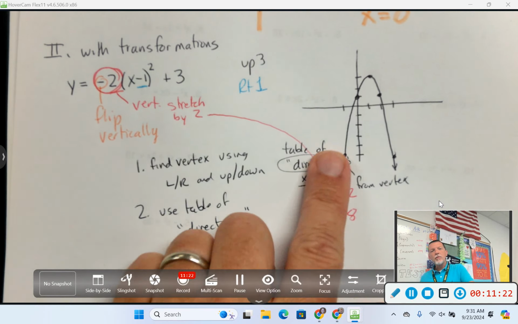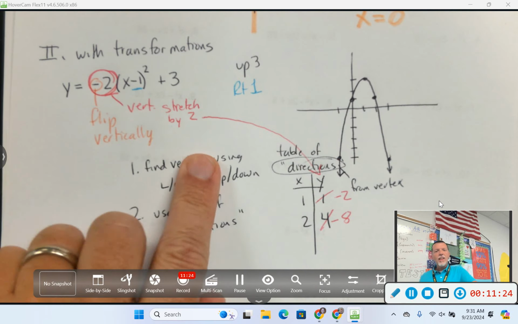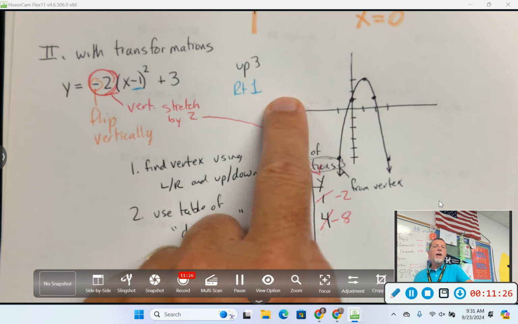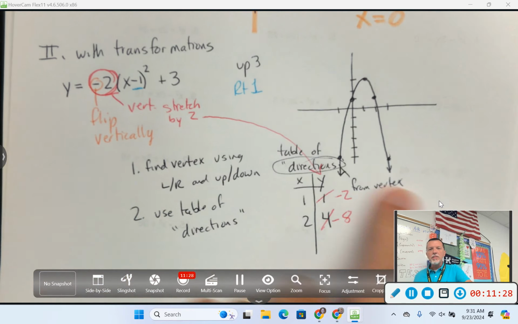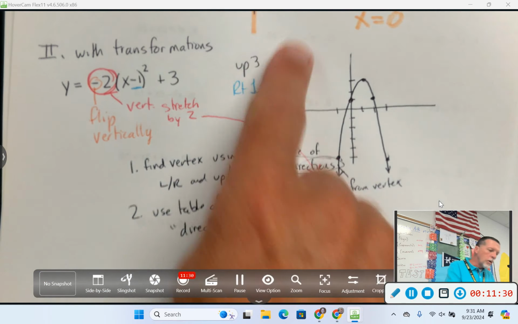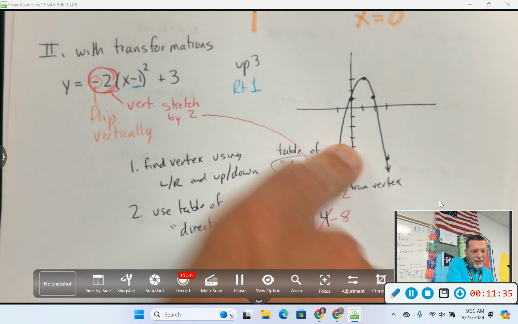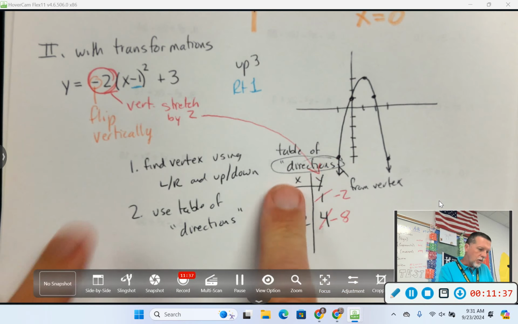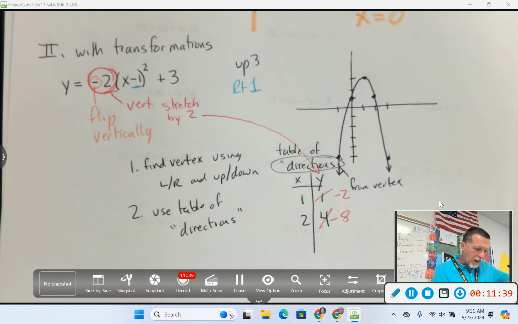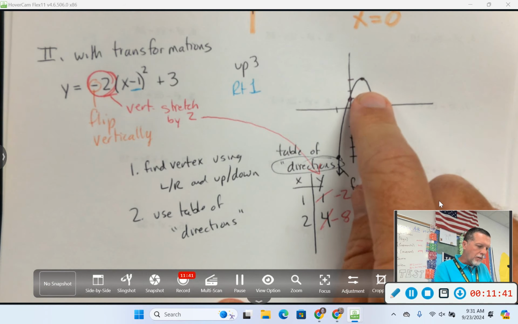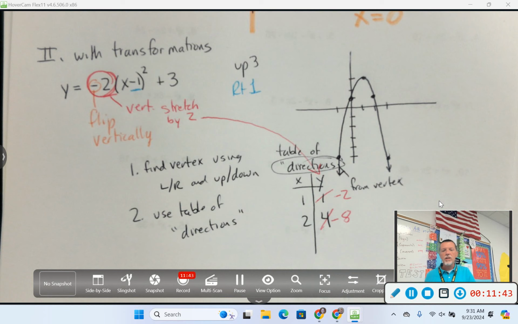And then I've said this before when we were doing transformation tests, make sure that your picture matches your words. That seems a little bit silly maybe, but almost always students get this stuff right, and then it doesn't always translate into the picture. So flip vertically, yep, we stretched it out, and we went up 3 and right 1. So I feel good about that picture.